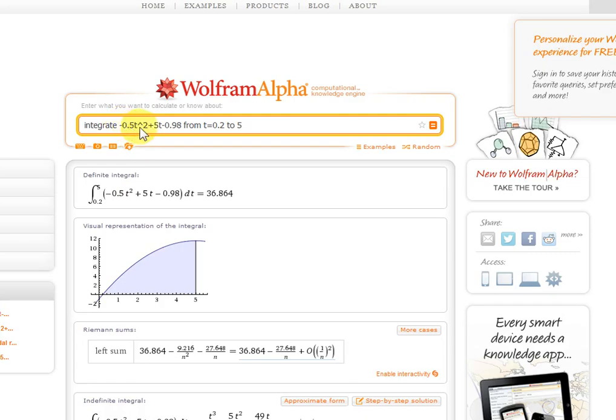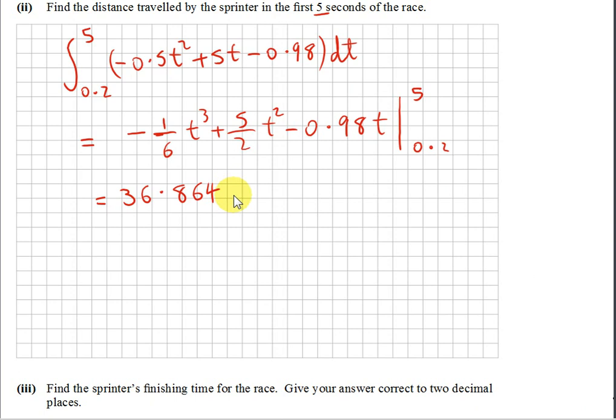Now this is an easy function to integrate. So I've just done it here. We get 36.864. Now this is the distance, so this is going to be in meters. I'll just quickly mention units here. The velocity here is in meters per second. We could write it like this. The time is in seconds. So meters per second times seconds, well that gives us meters. S to the power minus 1 by s to the power 1 gives us s to the power 0, which is 1.